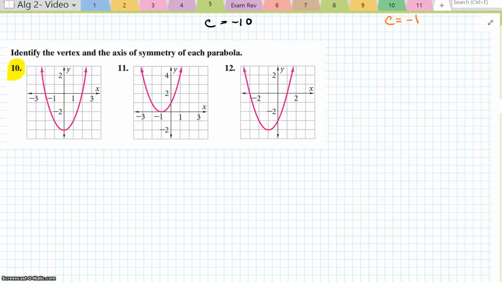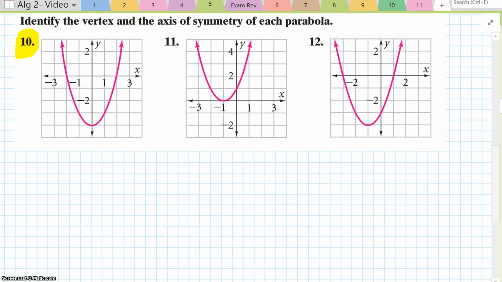Number 10, identify the vertex and the axis of symmetry. Okay, well, the vertex is the maximum or the minimum, so the minimum value is right there. So the vertex would be 0, comma, negative 1, 2, 3, 4. 0, negative 4. The axis of symmetry is always the x value of the vertex, which is 0. So it is x equals 0. And remember, the axis of symmetry is always a vertical line.